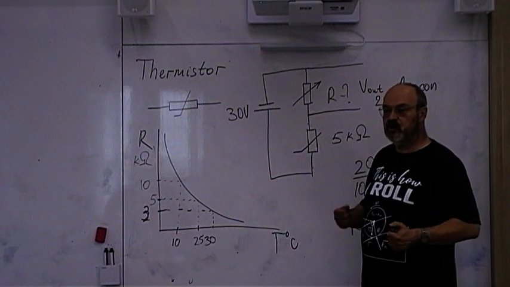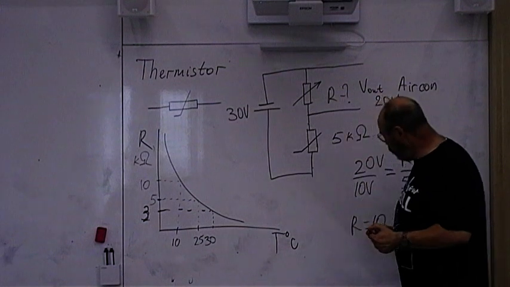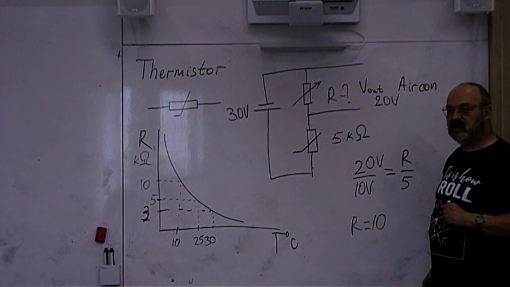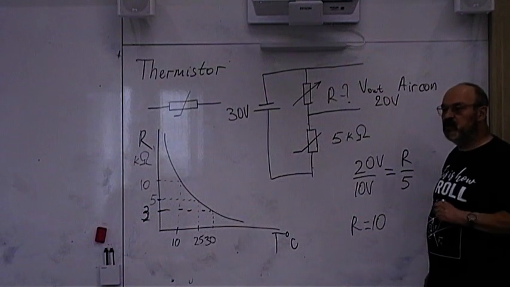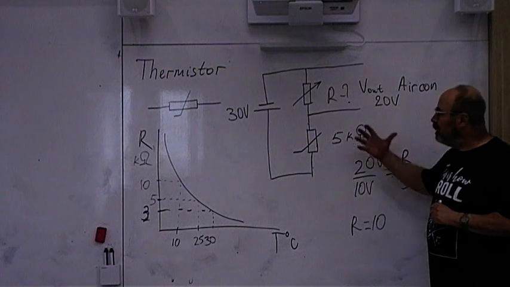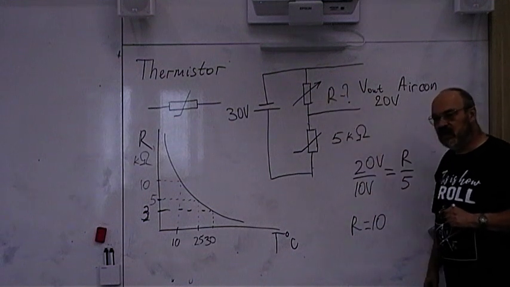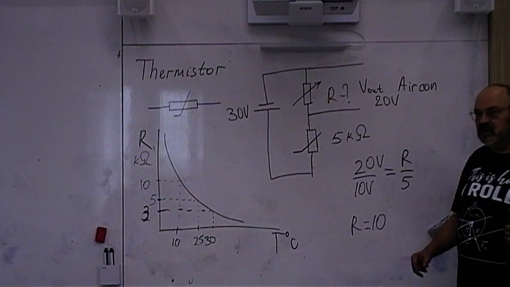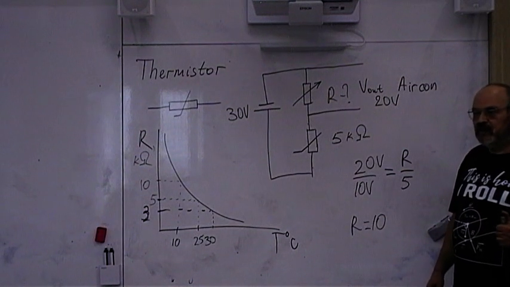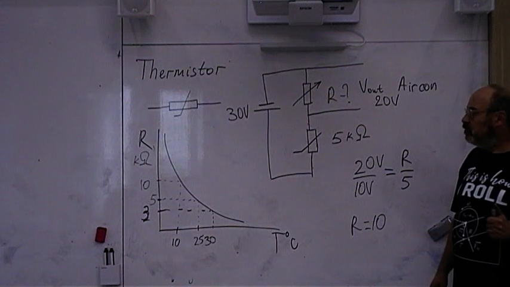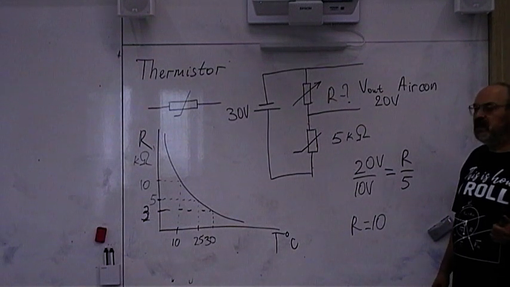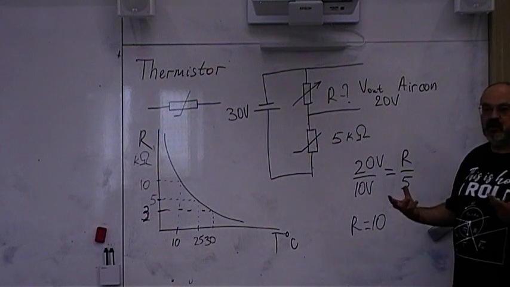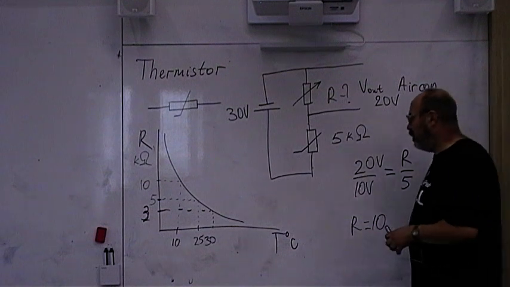And that's what we're doing when we set the temperature of the air conditioner system. At what temperature it turns on, we're changing the variable resistor. We can set whatever temperature we want, because it works by the distribution of voltage between the thermistor and the variable resistor. Does it make sense?